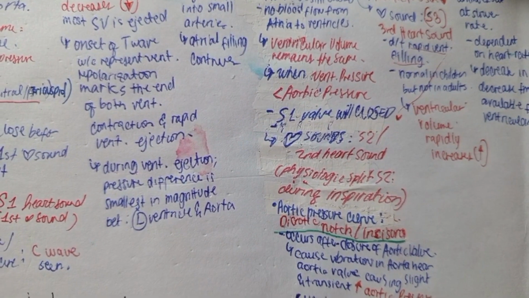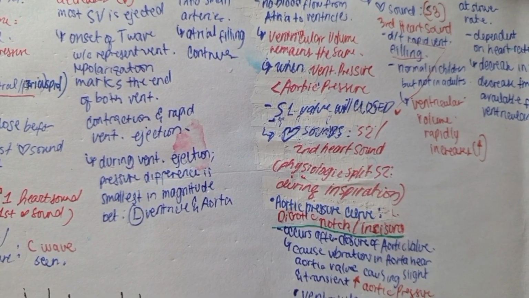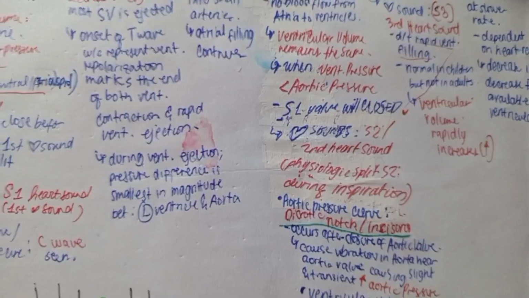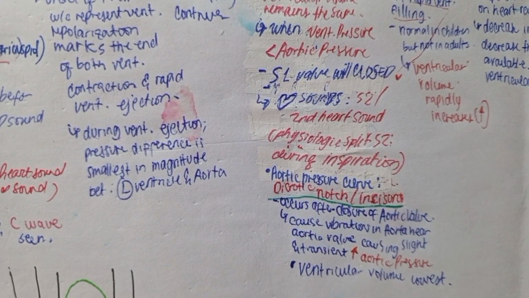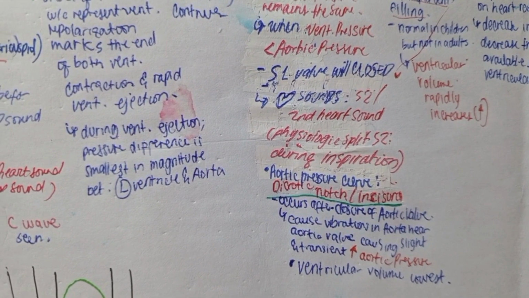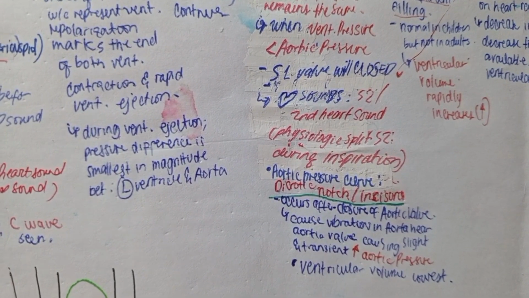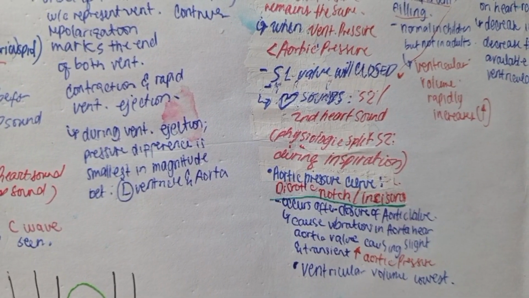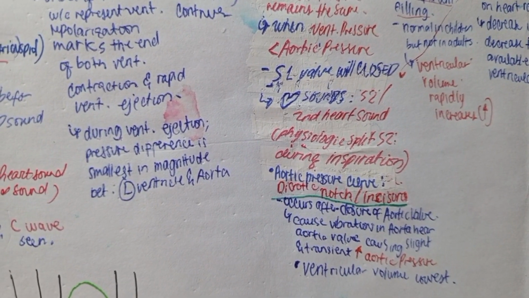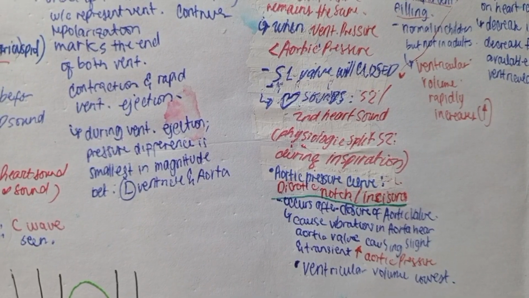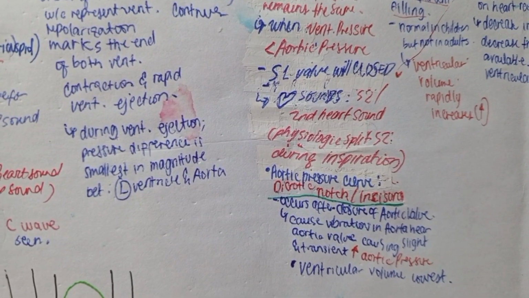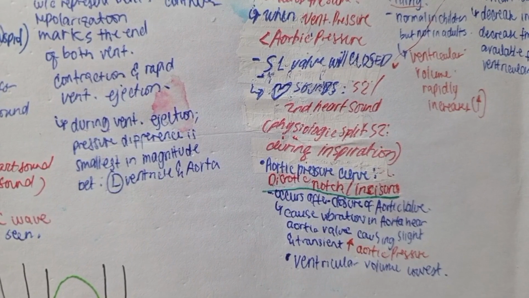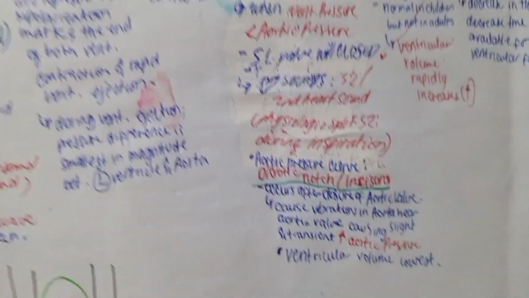In the aortic pressure curve, we can see the dicrotic notch, or what we call the incisura. The dicrotic notch occurs after the closure of the aortic valve, and it is because of the vibration in the aorta near the aortic valve, causing a slight and transient increase in aortic pressure. And the ventricular volume during this phase of the isovolumic relaxation is at its lowest.